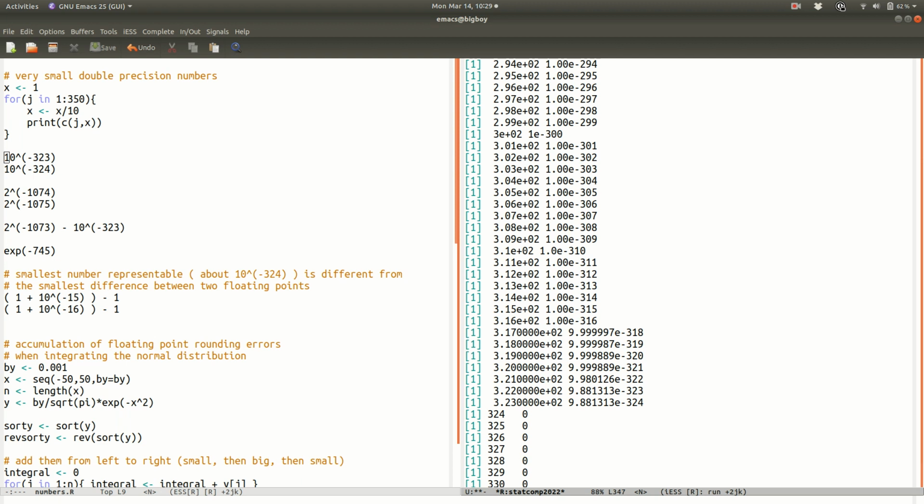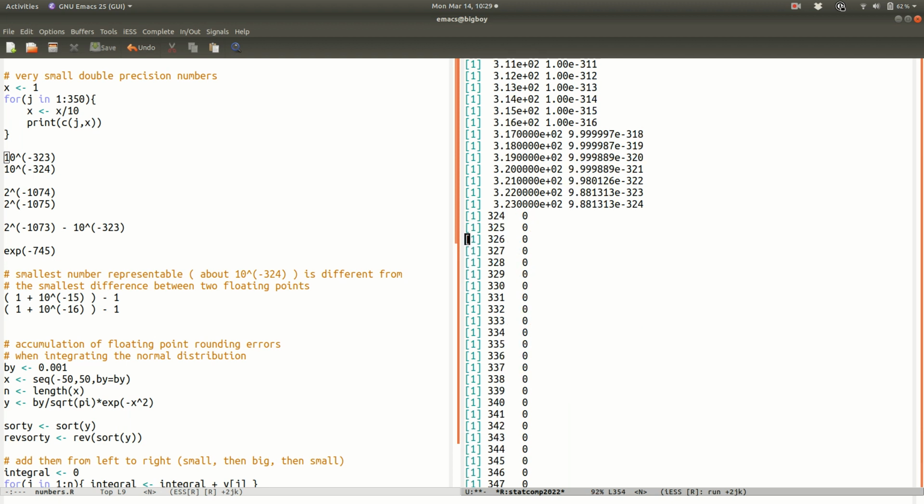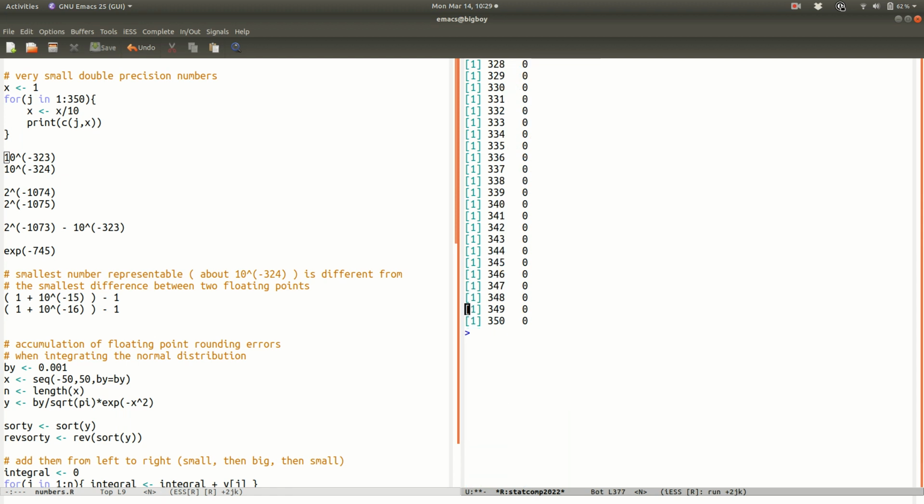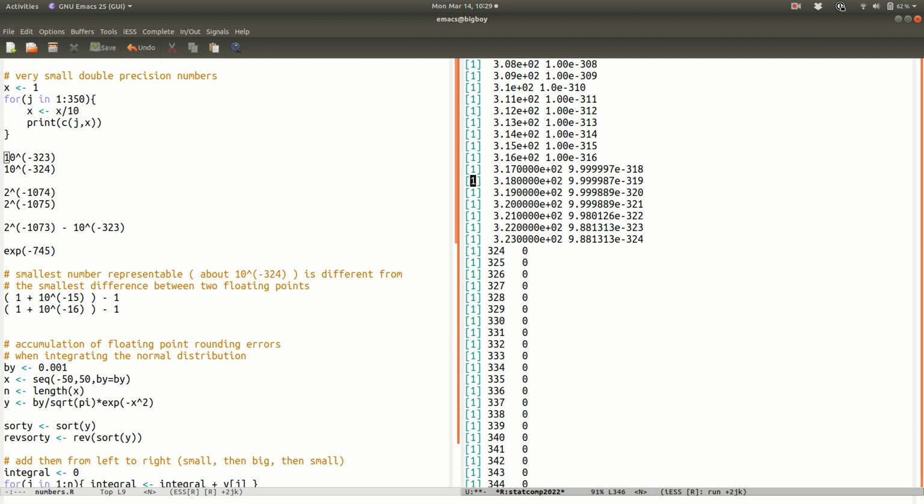And then you get a few more of these bad ones, and then eventually, once you get below 1 times 10 to the minus 323, you get underflow. So these just get evaluated to be exactly 0. Okay, so this is an example of underflow, a number that's too close to 0 to be represented on the computer. And this happens in the double precision system. By the way, R uses double precision floating point numbers. This happens around 10 to the minus 323.